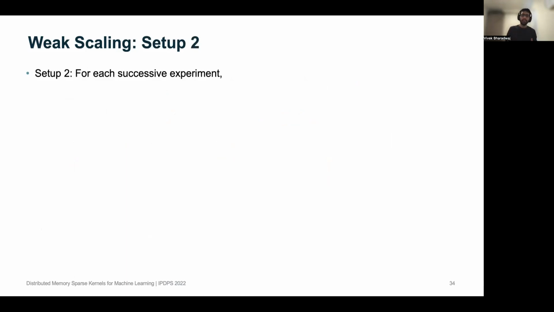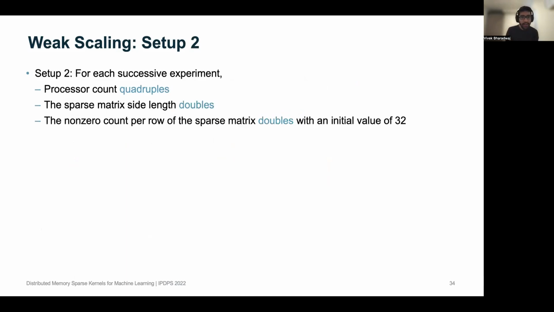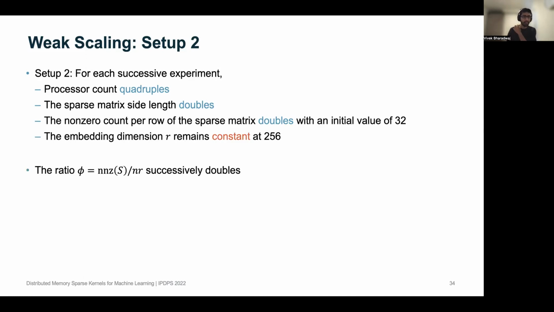We test an alternate method of weak scaling. In each successive experiment, we're going to quadruple the processor count. We're going to double the side length of the sparse matrix. And the non-zero count per row of the sparse matrix is also going to double with an initial value of 32. And we're going to keep a constant embedding dimension for rows and columns. Now you'll notice here that the ratio phi successively doubles, while the fraction of non-zeros in the sparse matrix remains constant from experiment to experiment.